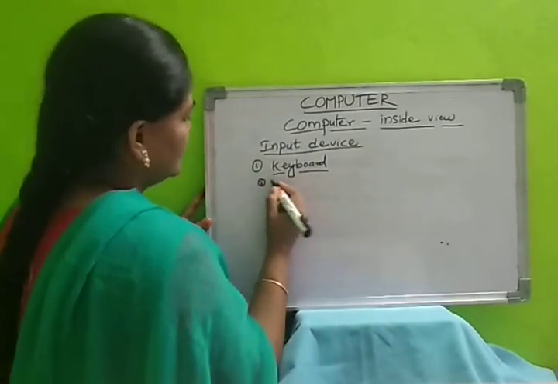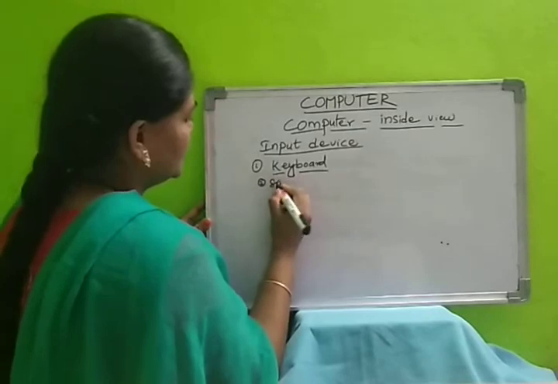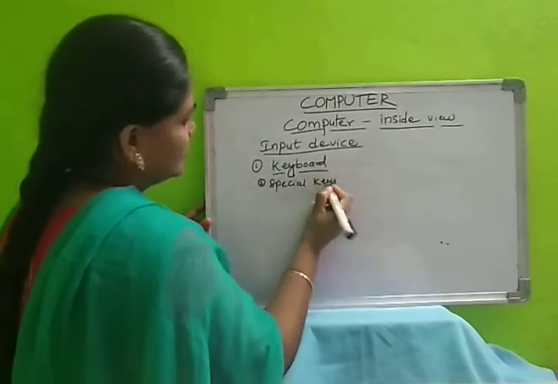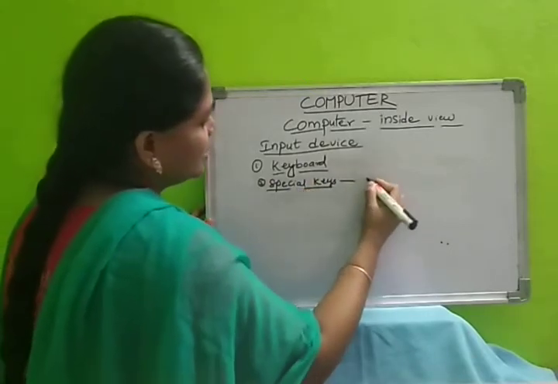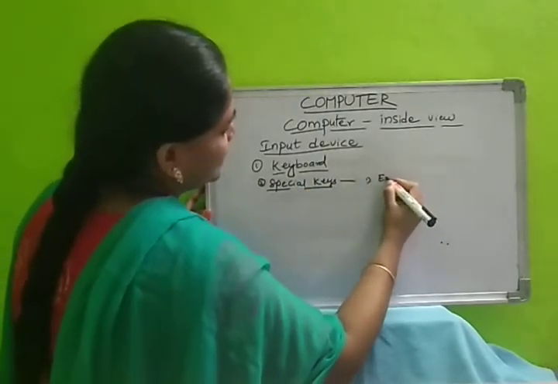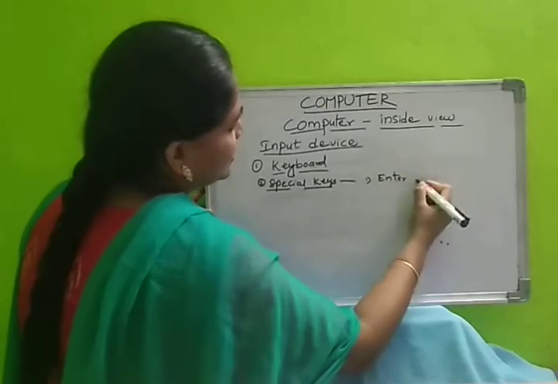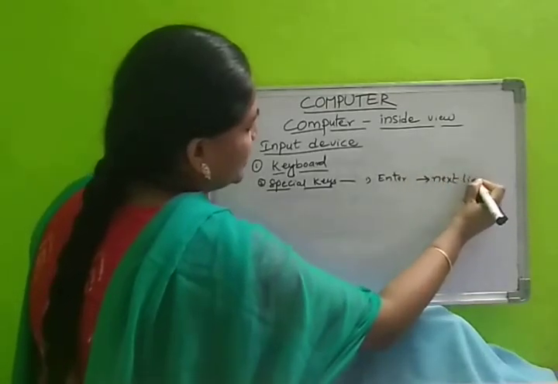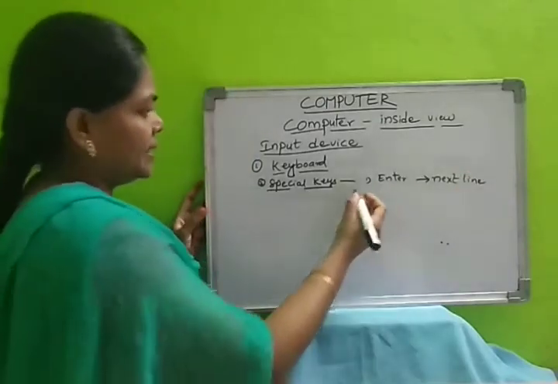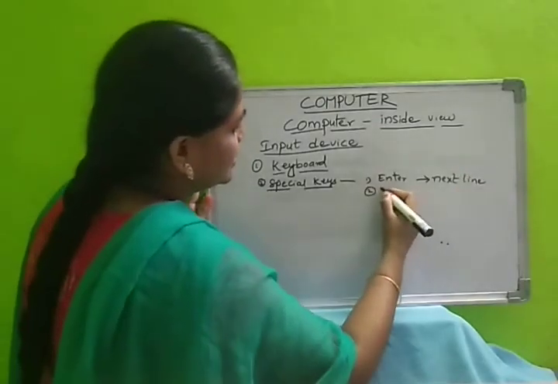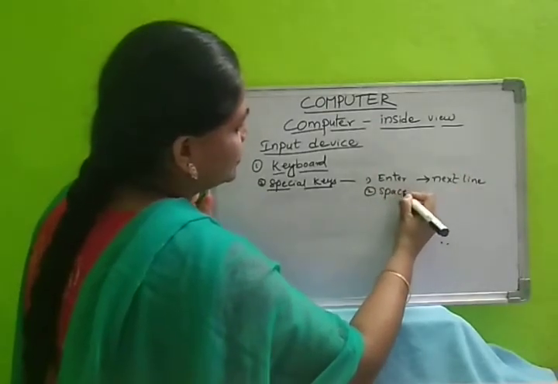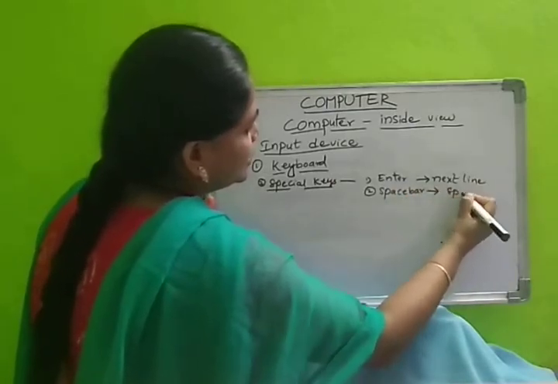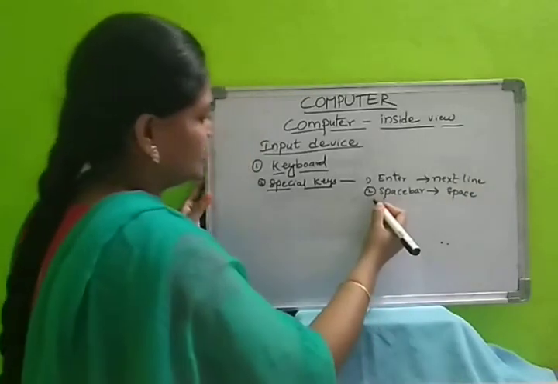Third one, special keys. What are the special keys? First is enter, to go to next line. To go to next line or new line, we use the enter key. Second one is the space bar, to give space between two words or letters or sentences.